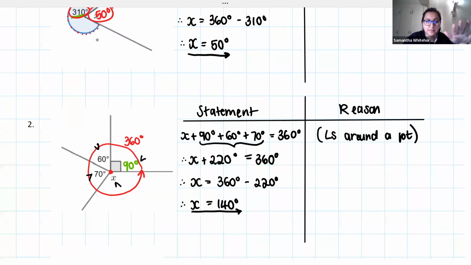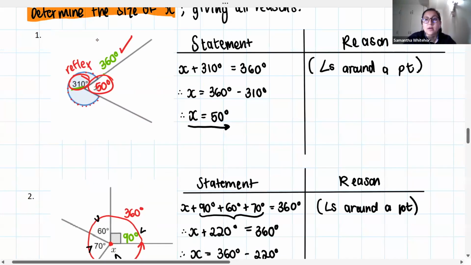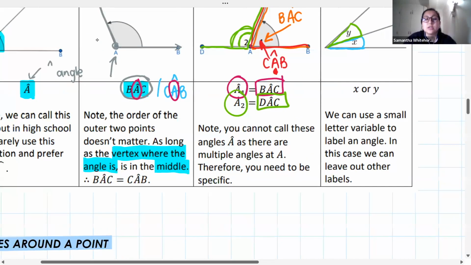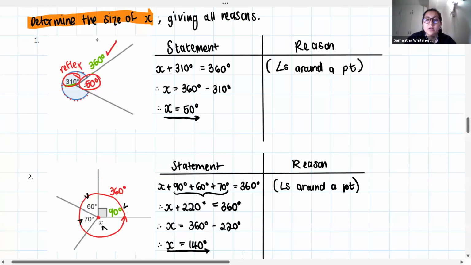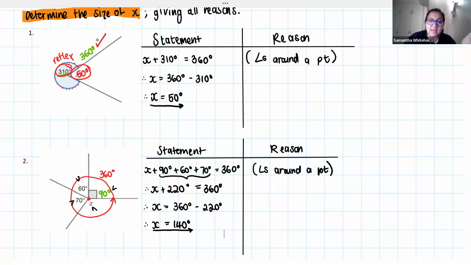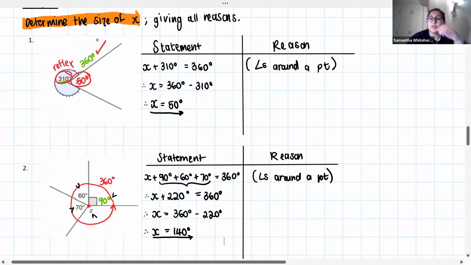Second thing I want you to notice, if I go back up to how we label angles, remember the fourth way to label an angle was using variables. In both of these questions, we have used a variable to label an angle. And we could do that because on the diagram, we were given X. So we have worked out the size of angle X. We used our inverse operations and we solved for that unknown.